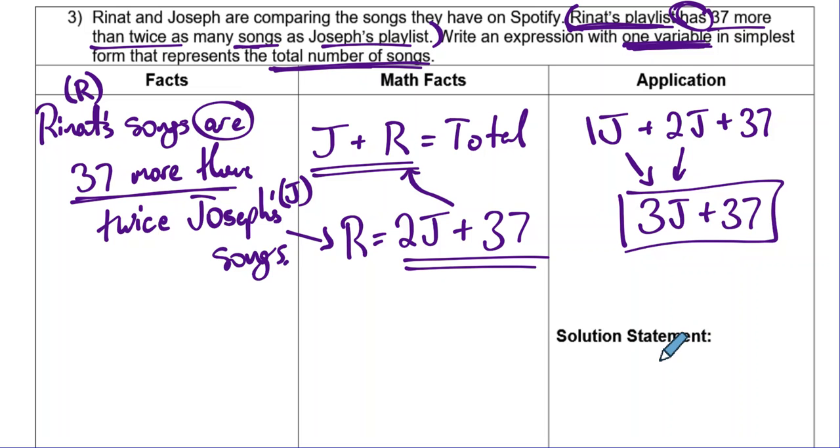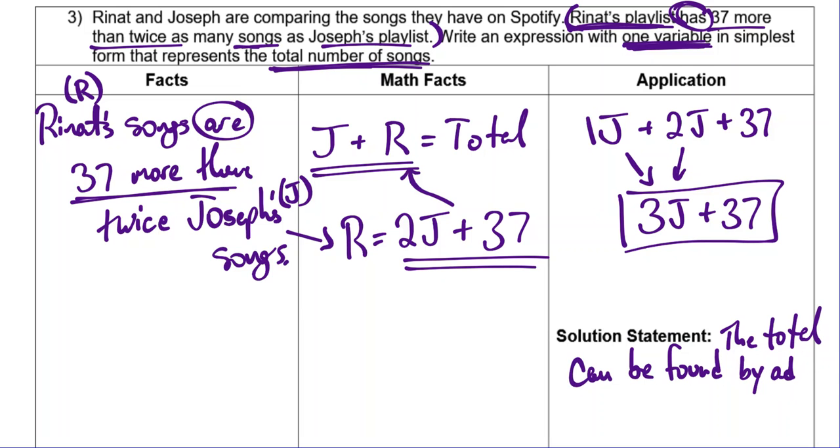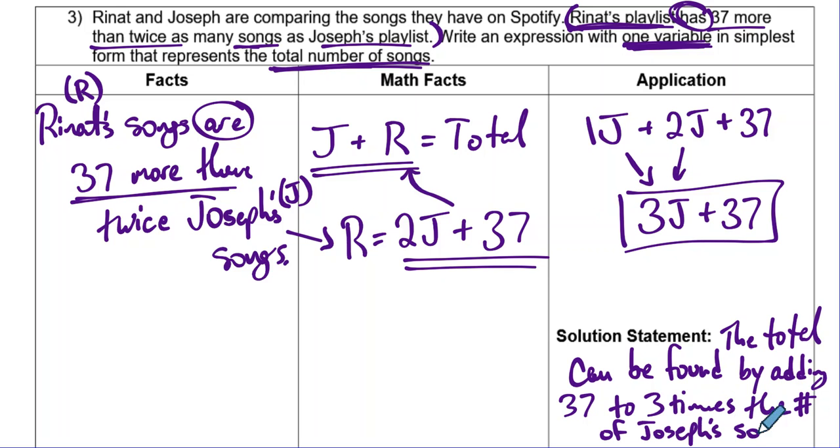So I guess my solution statement could be the total can be found by adding 37 to 3 times the number of Joseph's songs. So once I find out Joseph's number of songs, then I can actually find the total using that expression.